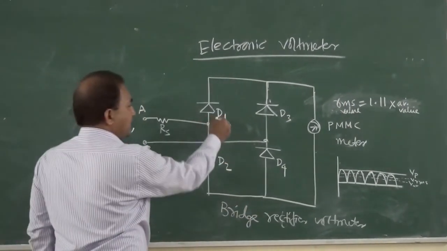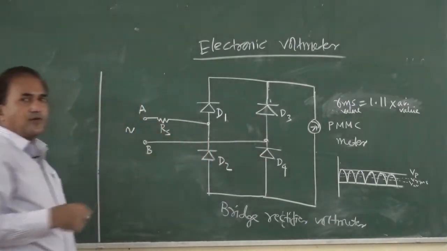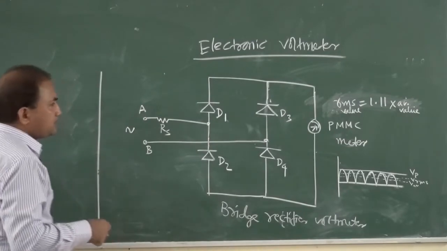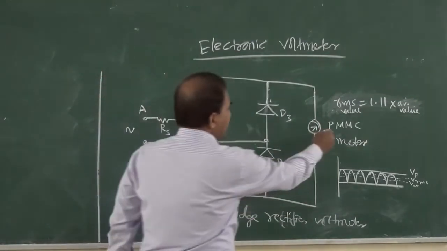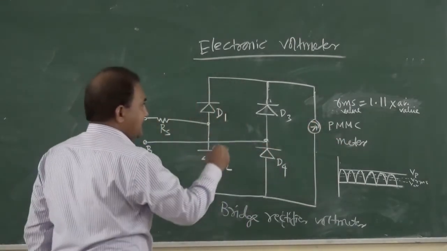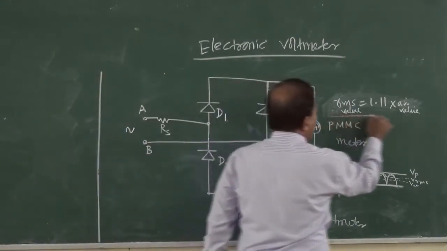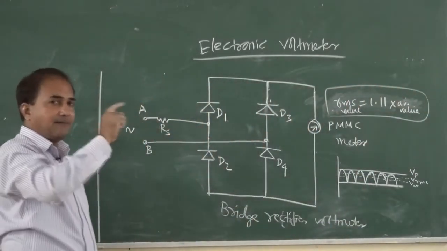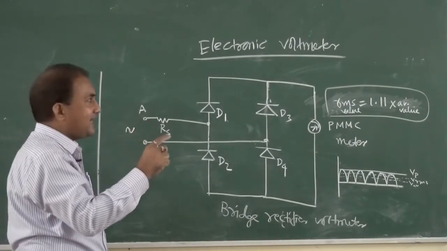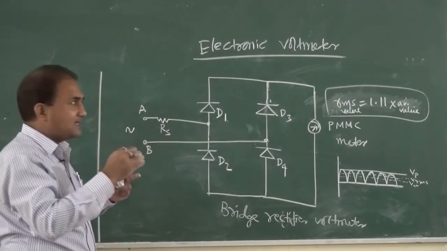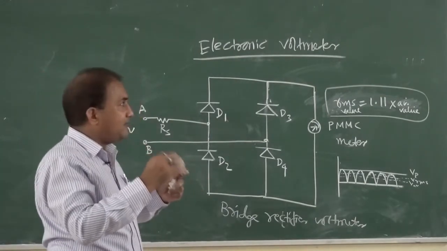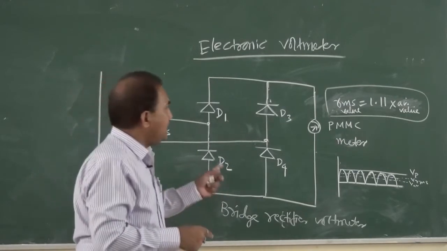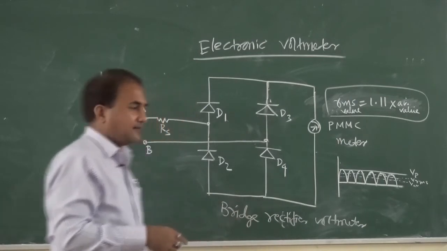This combination D1, D2, D3 and D4, these are the four diodes which are used to make a bridge rectifier. And this is the PMMC meter. We can see that the RMS value is always equal to 1.11 times the average value. By using this, we can calibrate the meter in such a way that whatever average value it is measuring, it will be calibrated in RMS value. So RMS value can be measured by using this type of bridge rectifier circuit, okay.